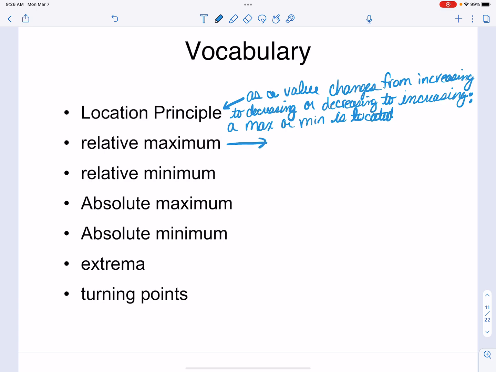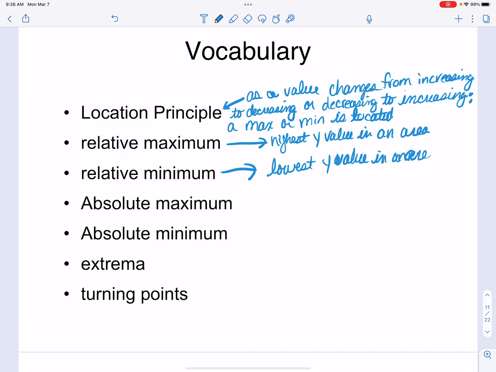Okay, a relative maximum is the highest y value in an area. So you could have several relative maxes on a graph. A relative minimum is the lowest y value in an area. Okay, absolute, if you think about this, absolute is like absolute power. There's only one. So this is the highest point on the graph. Not all graphs will have them. And this is the lowest point on the graph.